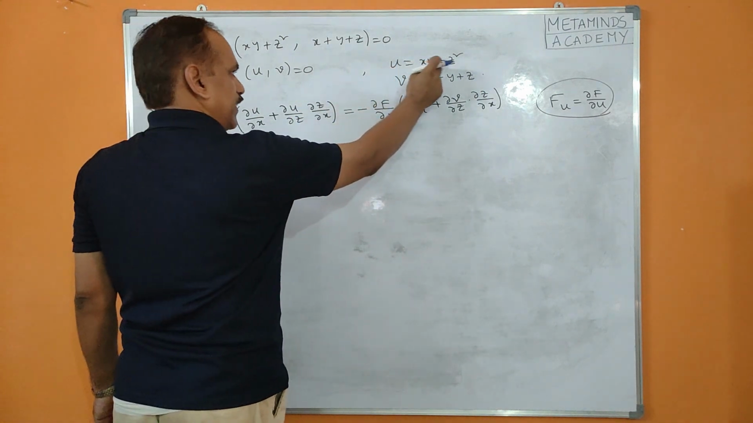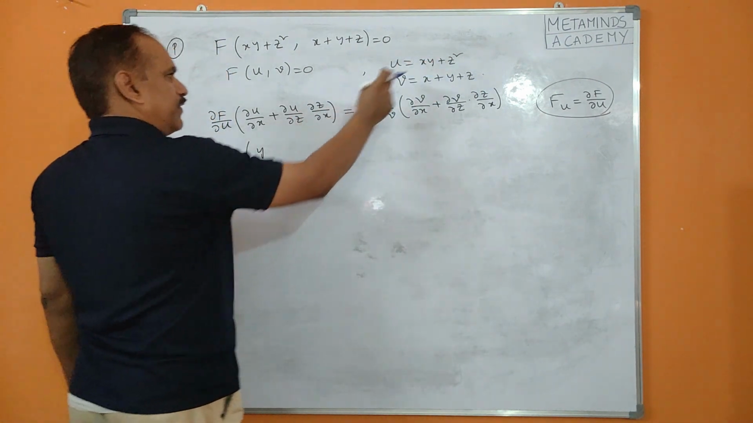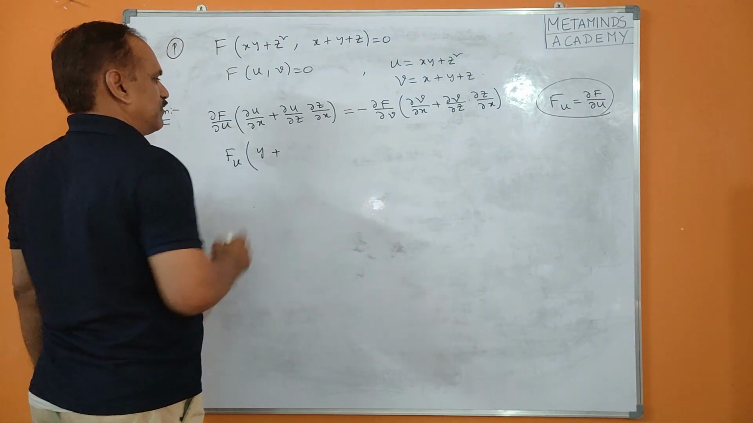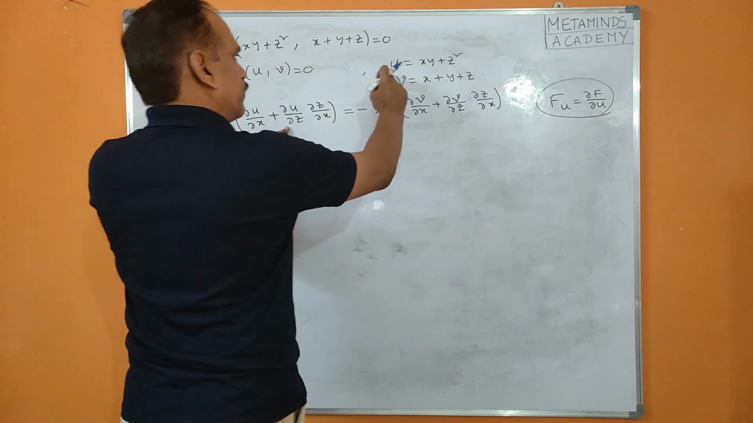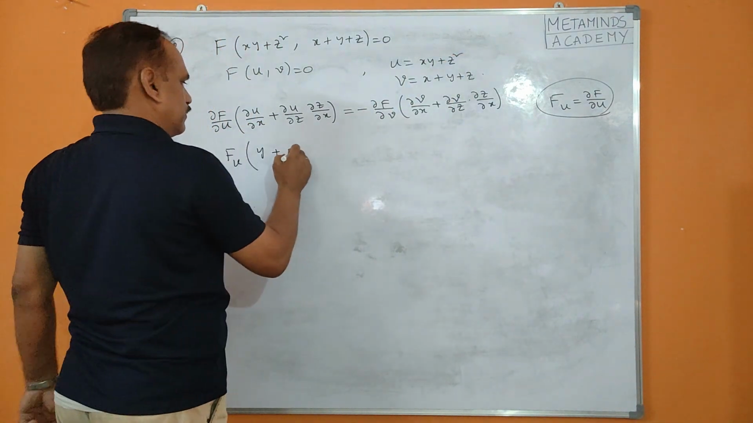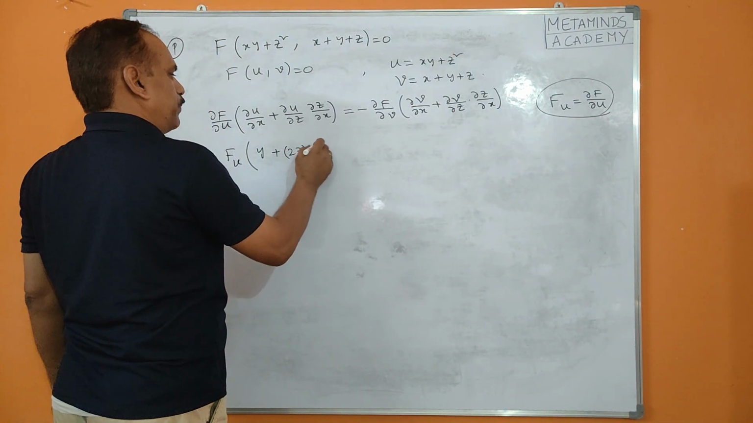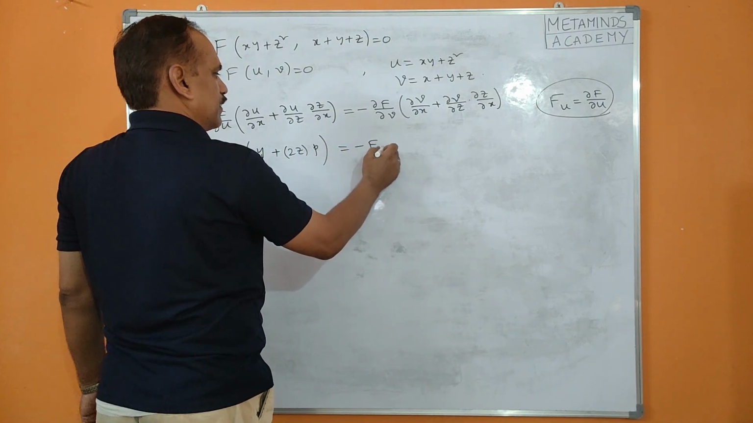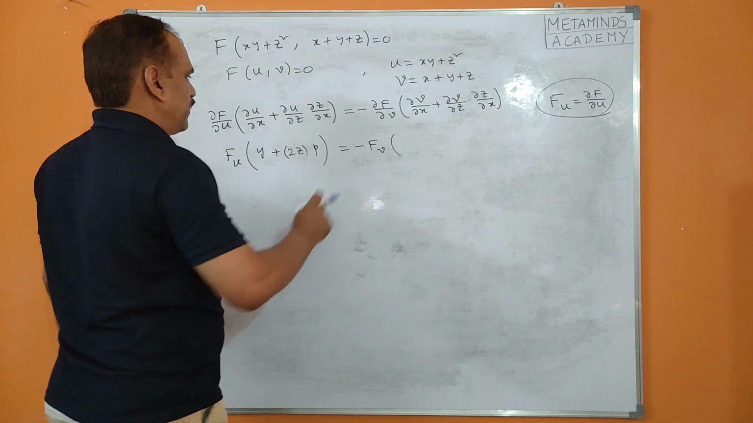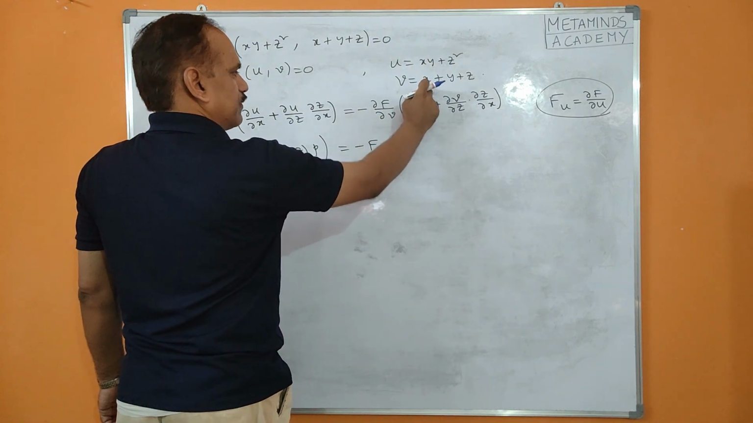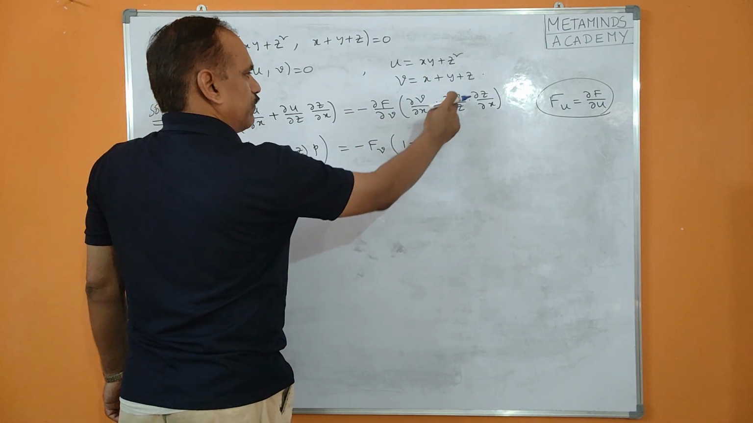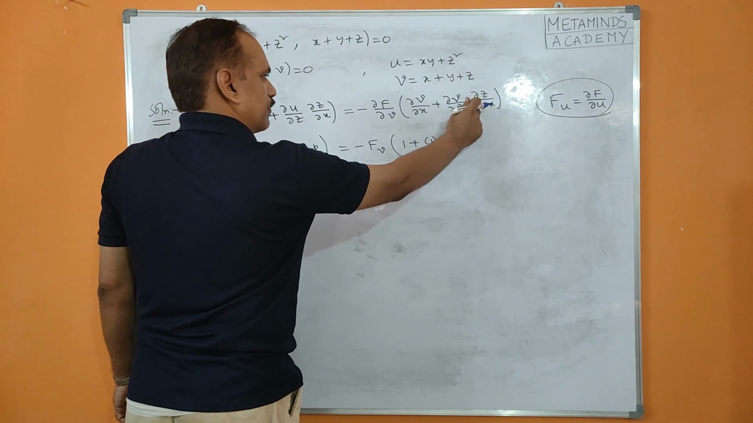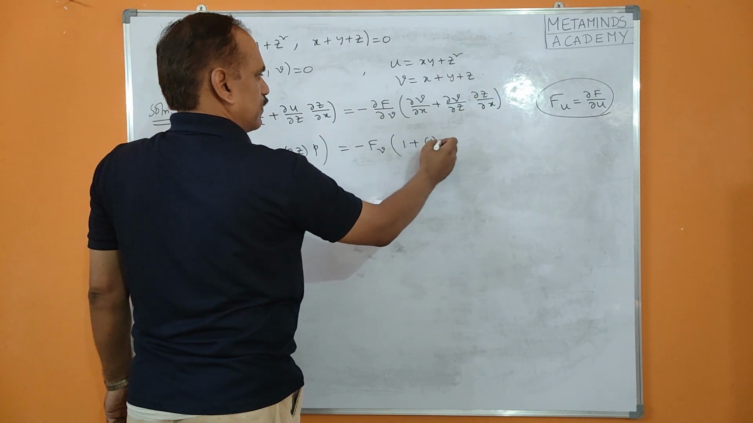So differentiating u with respect to x gives y, the derivative of y into the derivative of x is 1, plus 0, plus differentiating u with respect to z is 2z into p, equal to minus f v. Differentiate v with respect to x is 1, v with respect to z is 1, into dou z by dou x, which is p.